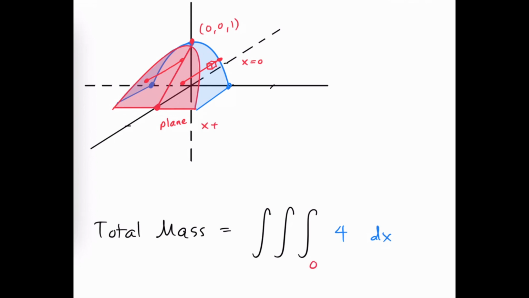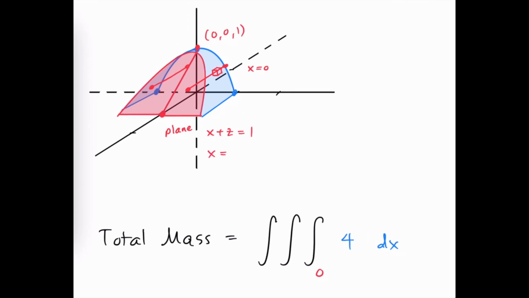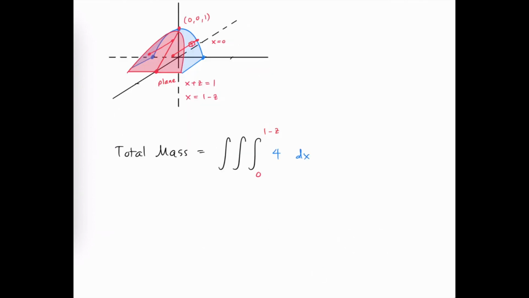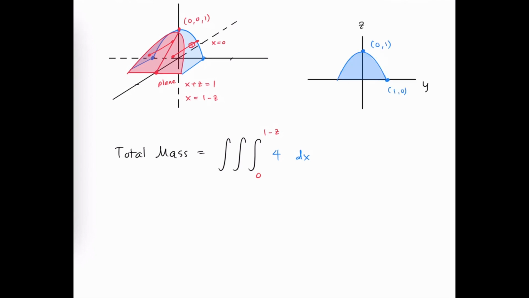This plane equation is x plus z equals 1. We'll need to solve that for x in terms of z, and then that will be our upper limit. So since we integrated with respect to x first, we're going to project this solid into the plane of the remaining two variables, which is the yz plane. And remember, that was the parabola in the yz plane opening down.